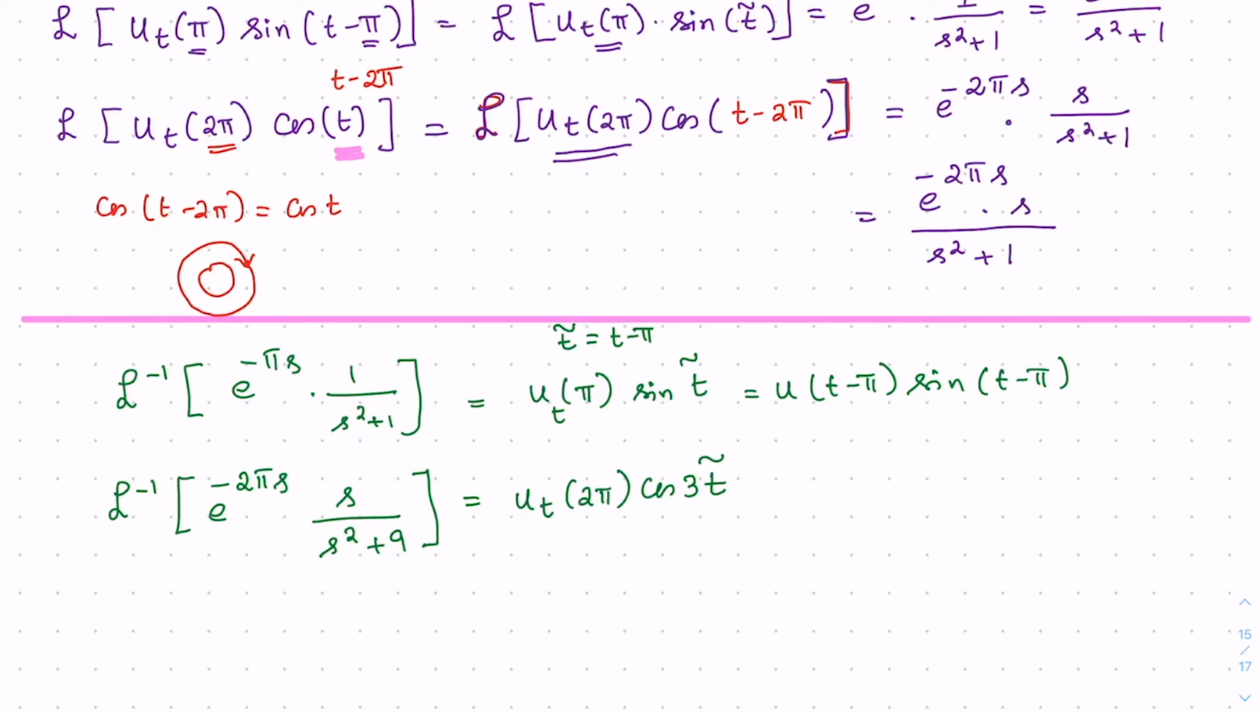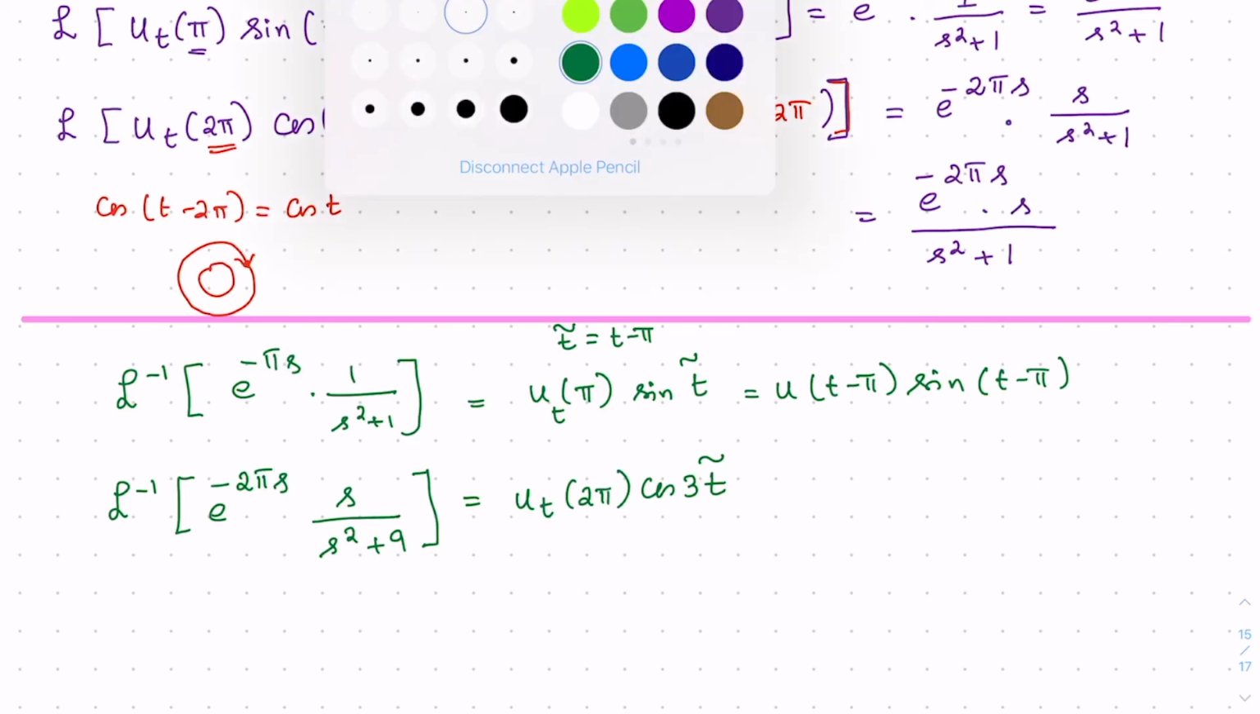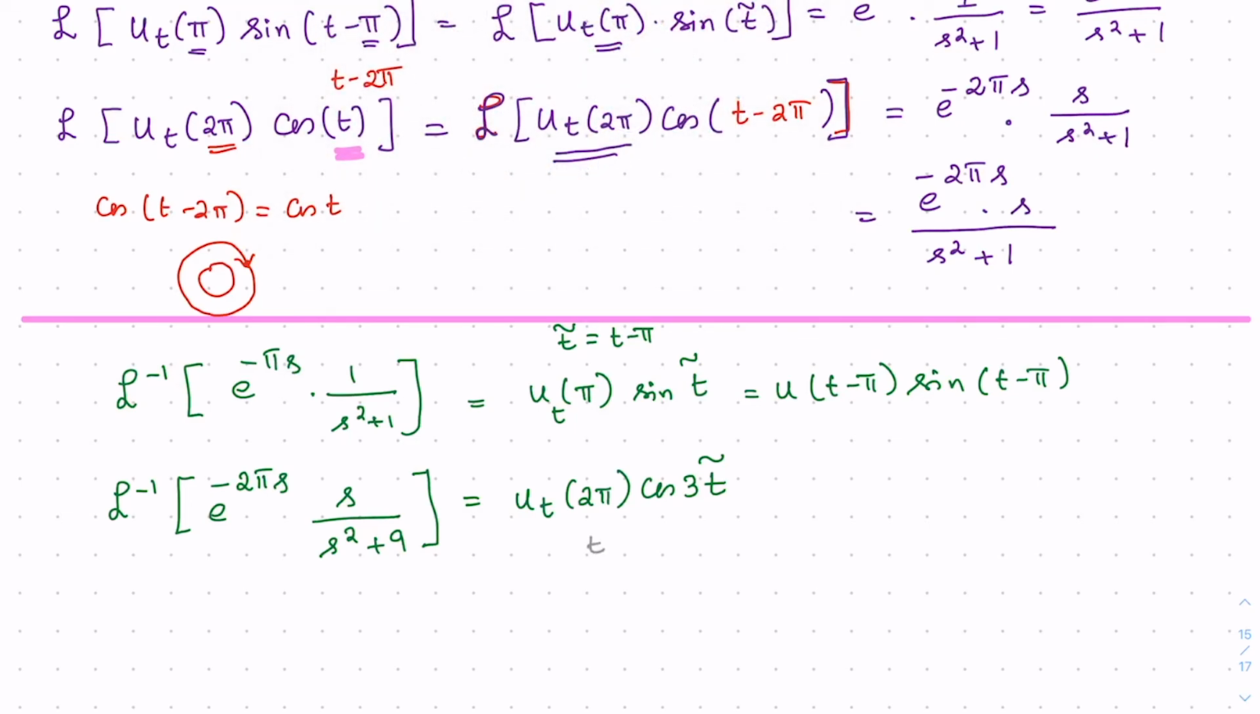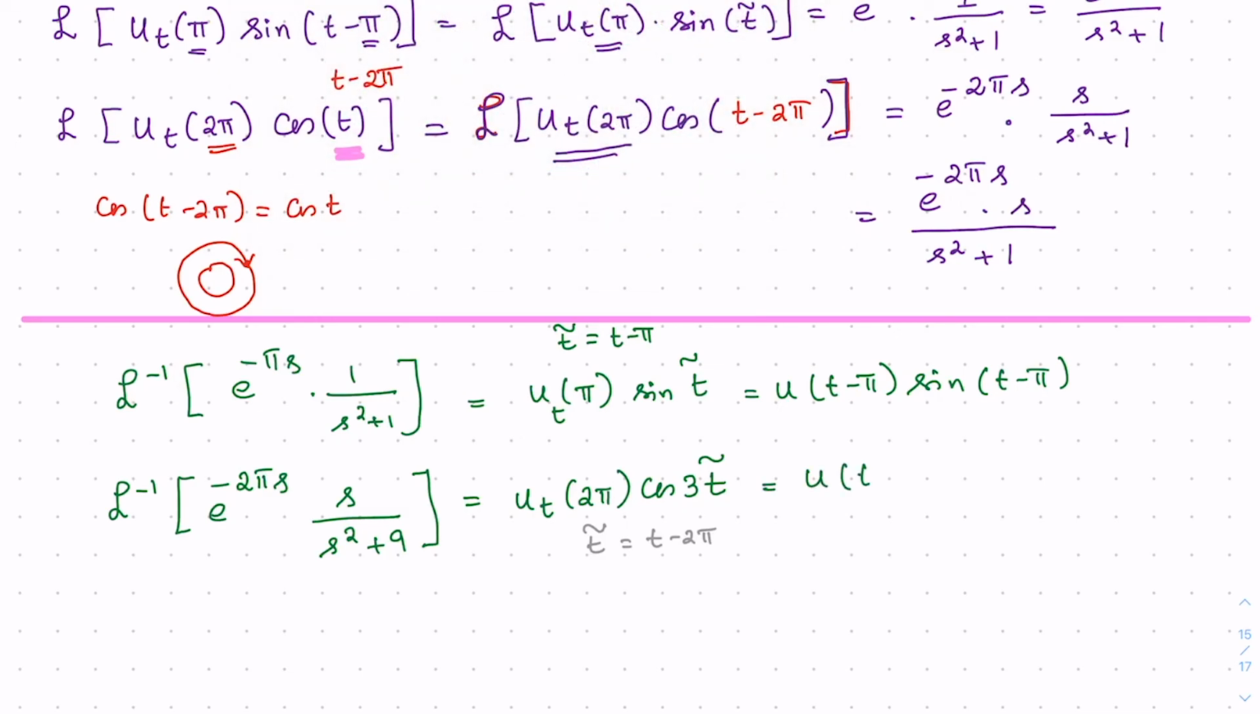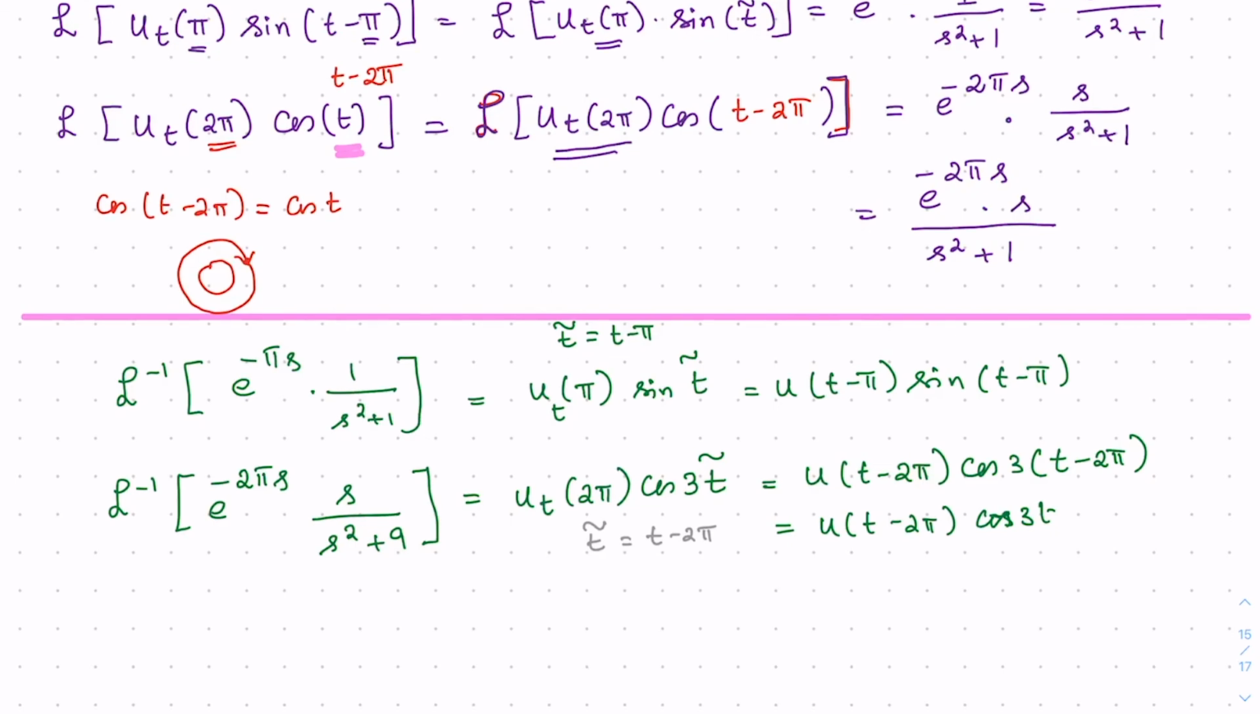And this tilde is what? This t tilde is t minus 2 pi, which would be, if I simplify that, ladies and gentlemen, I am going to have u of t minus 2 pi multiplied with cosine of 3 times t minus 2 pi. And by the way, in this case, it doesn't matter, because if you use the trigonometric property, this is exactly the same as cosine 3t, because of the 2 pi. It doesn't work every single time, but it works in this particular case.